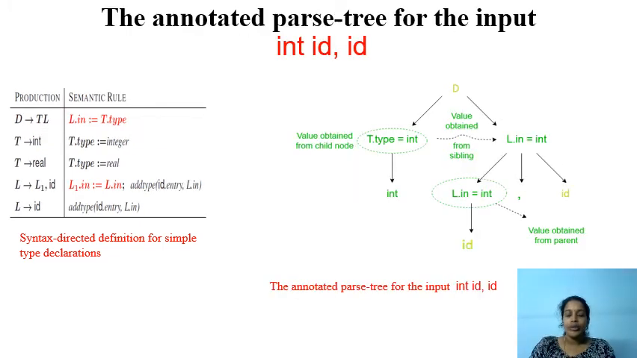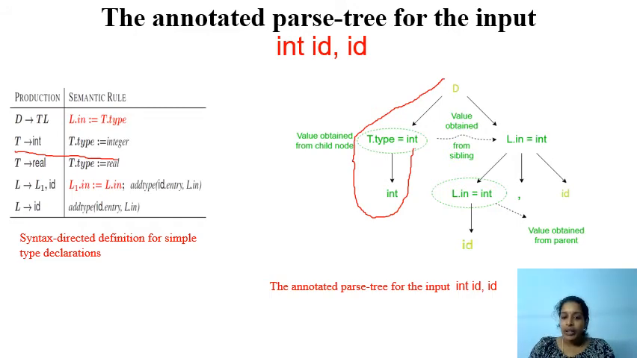Now we consider the annotated parse tree for the input int id comma id. What we have to do first is construct the parse tree. After constructing it, we traverse the parse tree to perform semantic actions. From the start, we have traversed the parse tree and now we have reached T gives int. We have seen the production T gives int, so we perform the corresponding action, T.type is equal to int.